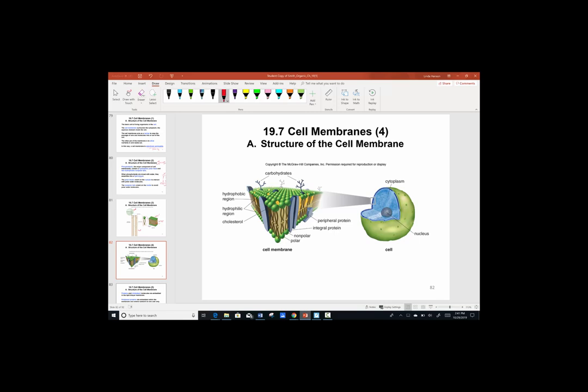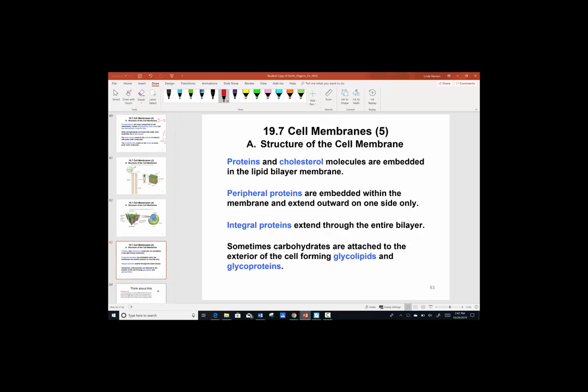Oftentimes we see things embedded in the cell membranes to ease transport across the cell membrane. Some of the things you see might be a carbohydrate, or an integral protein. An integral protein goes all the way through the entire membrane, or a peripheral protein, which is just embedded at the surface. You could see a cholesterol molecule embedded in there to give it rigidity. And you see hydrophobic tails, hydrophilic heads, all part of a cell membrane, the selectively permeable membrane that allows certain substances in while keeping others out.